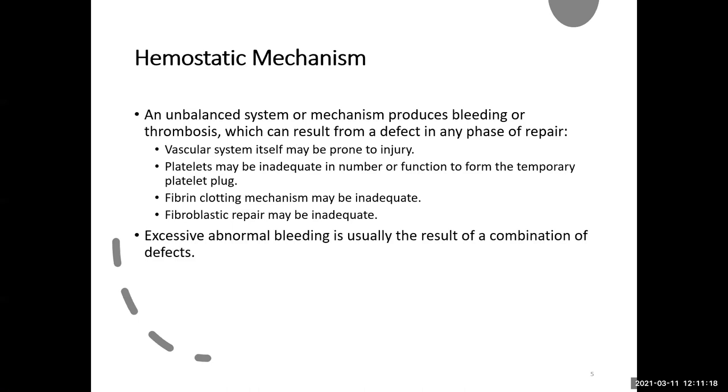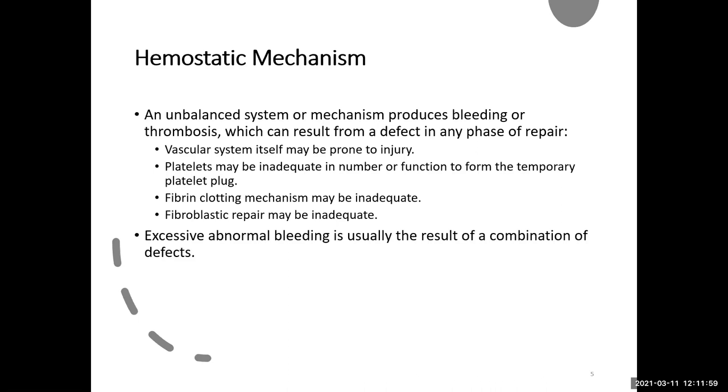If the system is unbalanced, then the bleeding or the thrombus, the clotting part of it, results from a defect in any phase of repair. So if you've got something like the vascular system itself is prone to injury, in other words, those vascular walls are weak, you can see this with the elderly. They bruise really easy. That vascular system is not what it used to be, or diabetics have problems with their vascular system, especially around the feet.